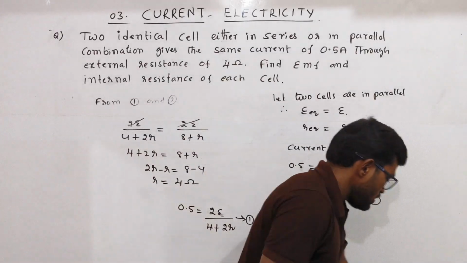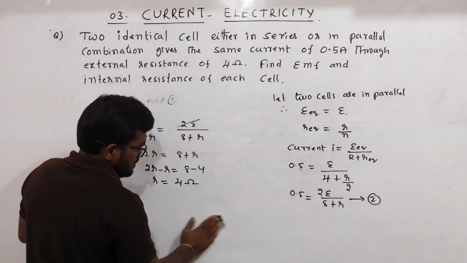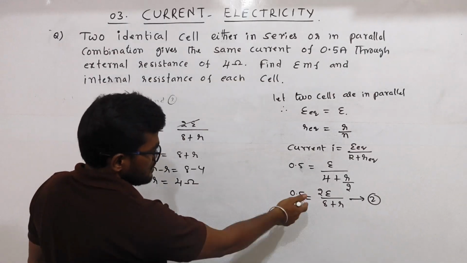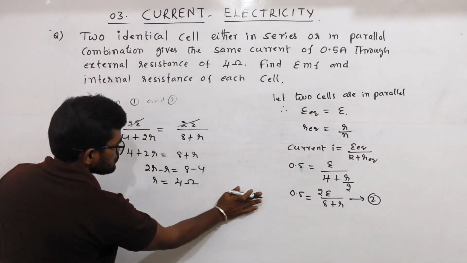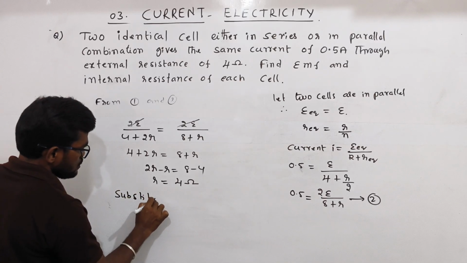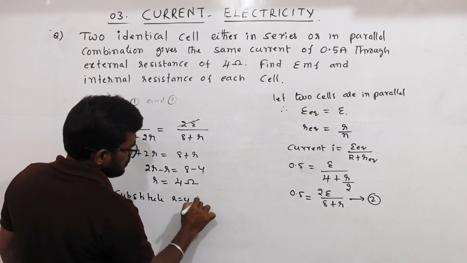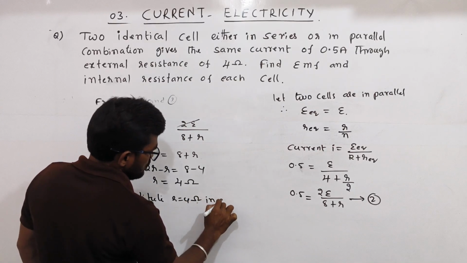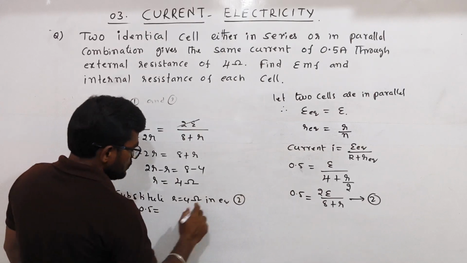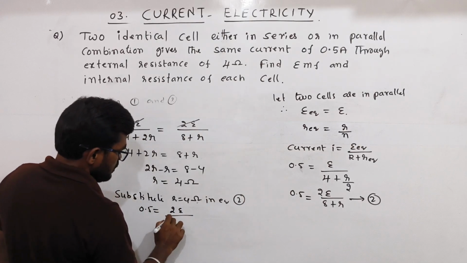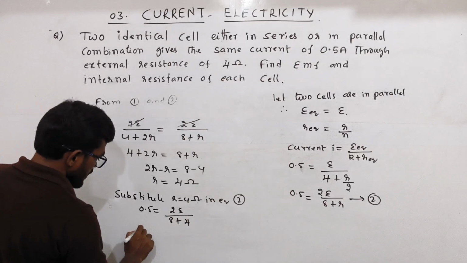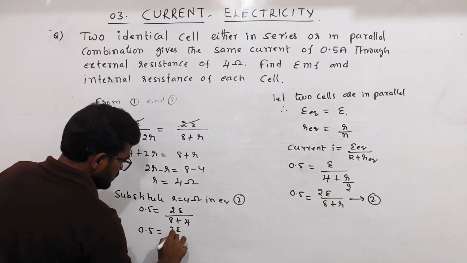So the internal resistance of each cell is 4 ohm. Substitute this 4 ohm in equation number 1 or equation number 2. Let us write in equation number 2 only, no problem at all. Substitute R is equal to 4 ohm in equation number 2. 0.5 is equal to 2E divided by 8 plus 4. This will become 12. So 0.5 is equal to 2E divided by 12.